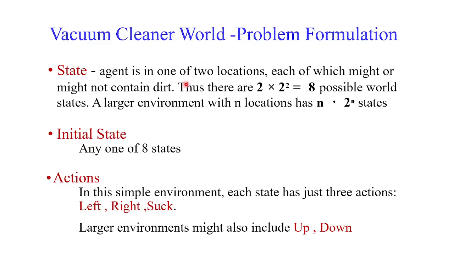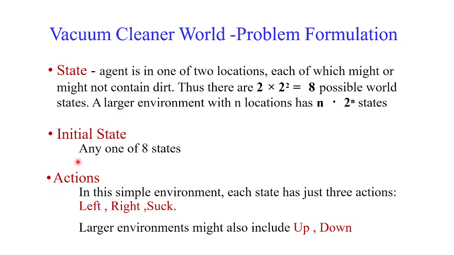What we observe here is that the state space quickly grows. We have already understood there are 8 possible states. The initial state might be any one of the 8 states. The agent might start in room A and both rooms are dirty. Maybe it starts from room B but room B is clean. Any combination is a valid starting point.